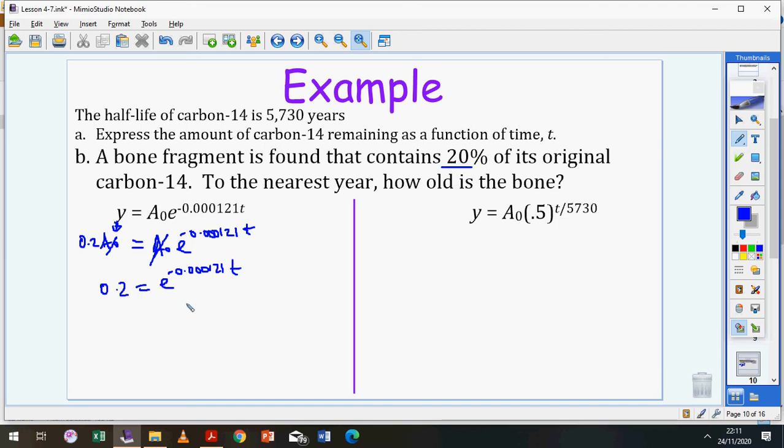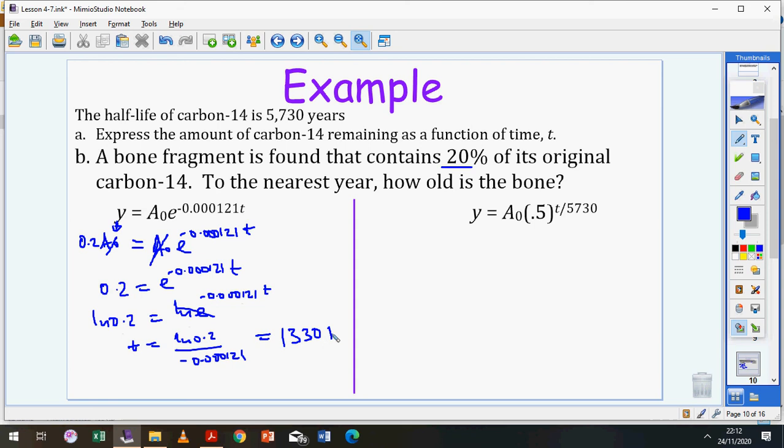If I want to solve for t, I'll introduce natural log to both sides. Natural log 0.2 equals natural log e to the negative 0.123121 t. This cancels out, so I have t is equal to natural log 0.2 divided by negative 0.123121. So t is equal to, on the calculator, natural log 0.2 divided by negative 0.123121. I get 13,301 years. 13,301 years.